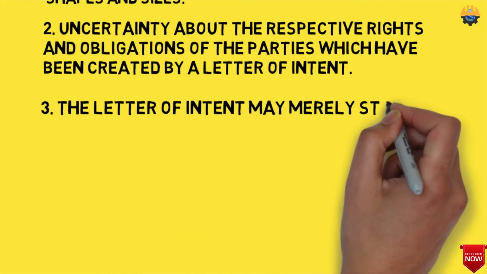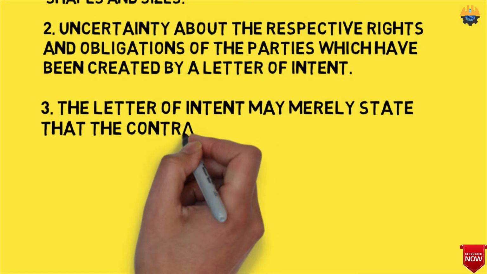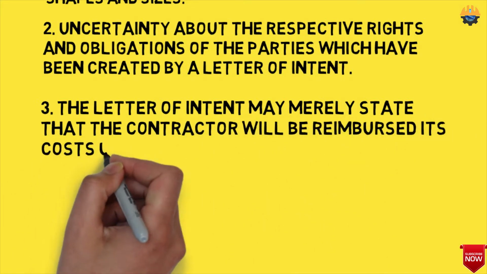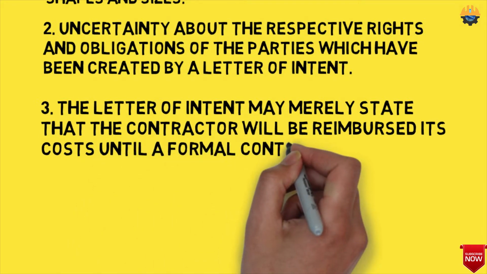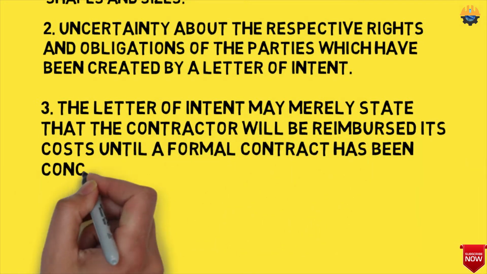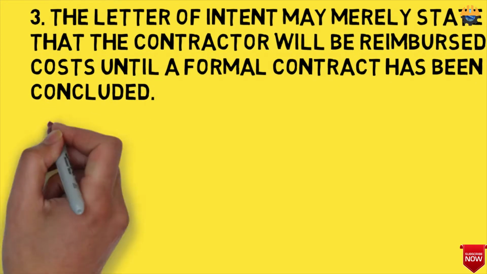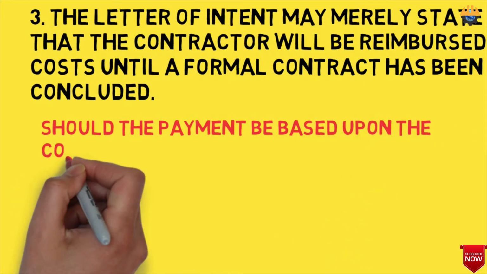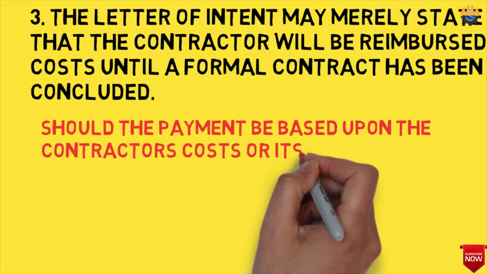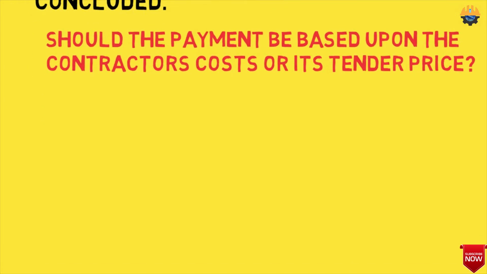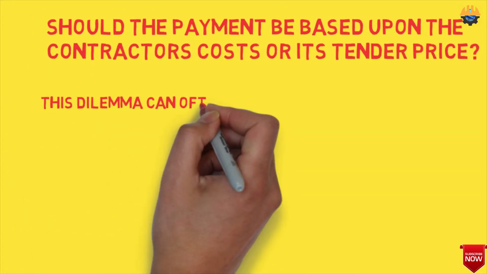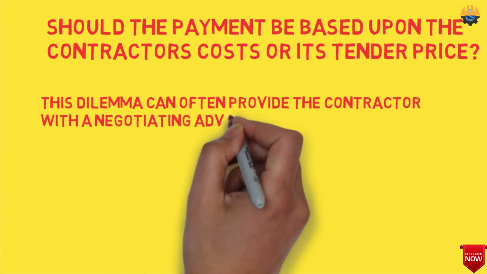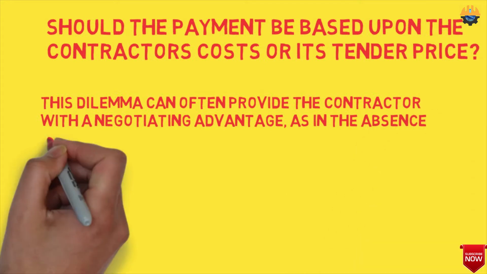So our third point is, the letter of intent may merely state that the contractor will be reimbursed its cost until a formal contract has been concluded. The contractor, if allowed to complete the project in the absence of a concluded contract, will be entitled to receive payment on a quantum meruit basis. In other words, a payment which is fair and reasonable. Reaching an agreement of a fair and reasonable price for the work could cause a serious problem. And in the payment issue, there is one more problem, and that is, should the payment be based upon the contractor's cost or its tender price?